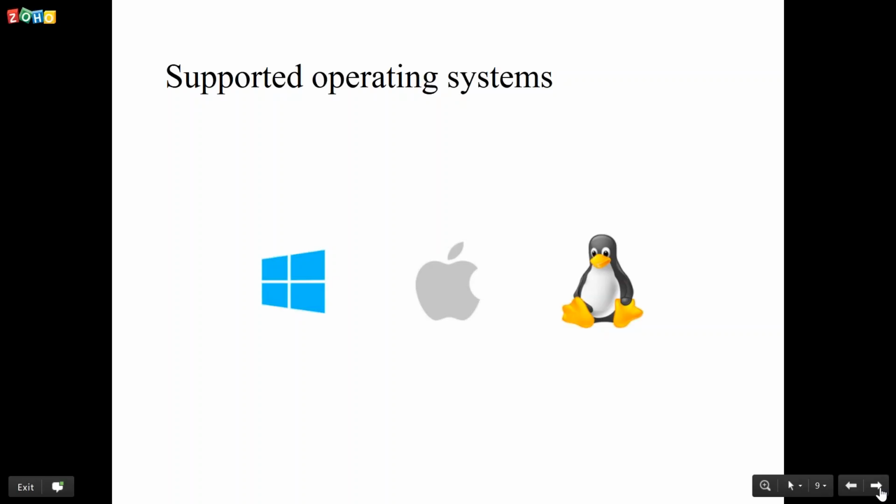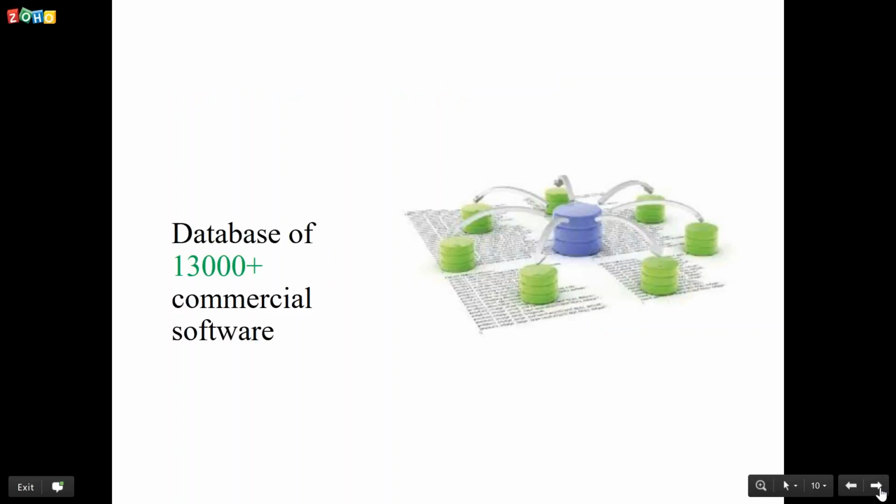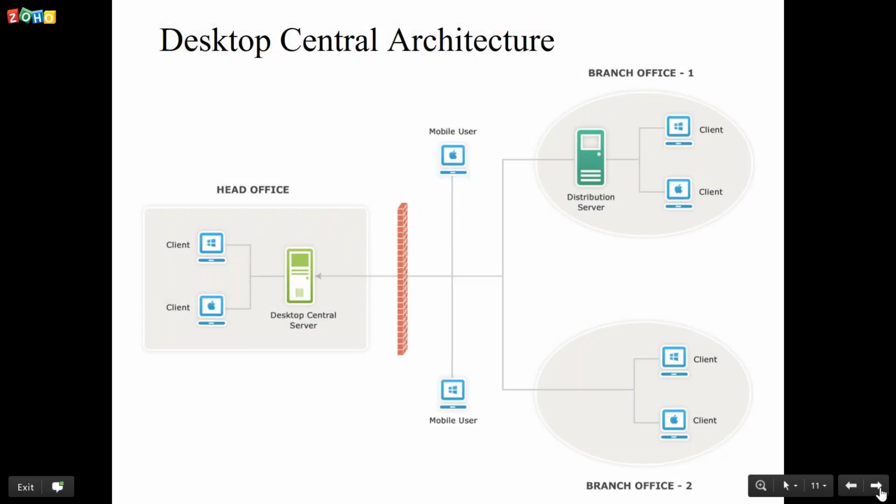Desktop Central supports all these 3 operating systems: Windows, Mac, and Linux. We have a large customer base who contribute to the community by categorizing their applications as commercial. Right now, we have 13,000 and growing applications supported by Desktop Central. Now let's talk about the architecture of Desktop Central.